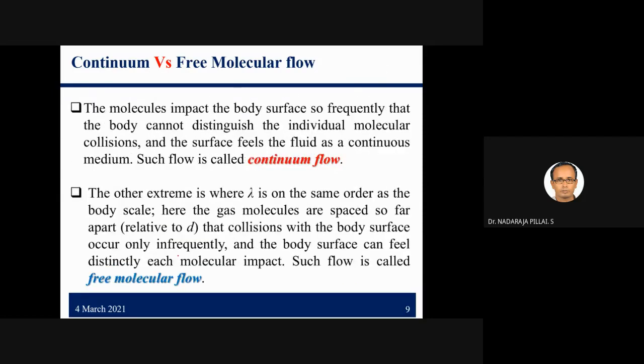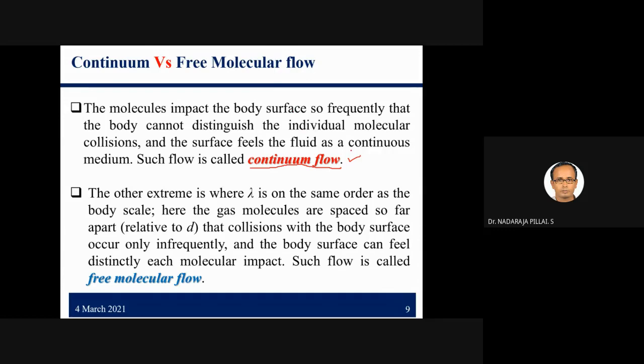Now, this particular flow, which is experienced as continuous flow, is called continuum flow, right? This is the consideration: continuum flow. The definition is that the molecules impact the body surface so frequently that the body cannot distinguish the individual molecular collisions, and the surface feels the fluid as a continuous medium. Such flow is called continuum flow, right?